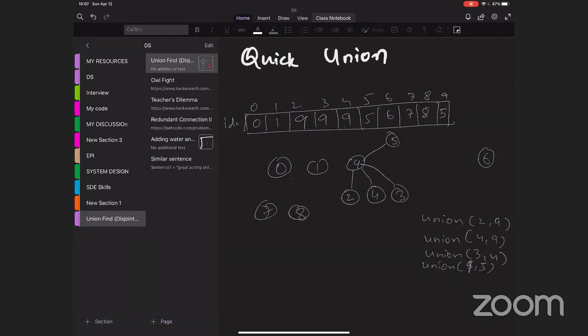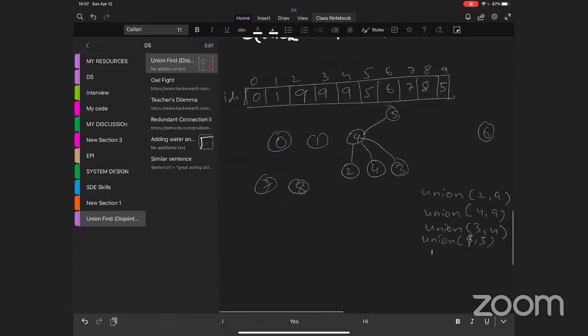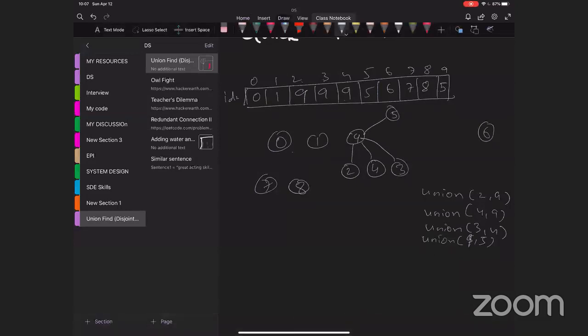In this case, when I say union 9 and 5, what I'm saying is: find the parent. Find the P of 9 from the ID array, which is ID of 9, and P of 5 is equal to ID of 5. Actually I don't need to find this also, but we'll need it later.